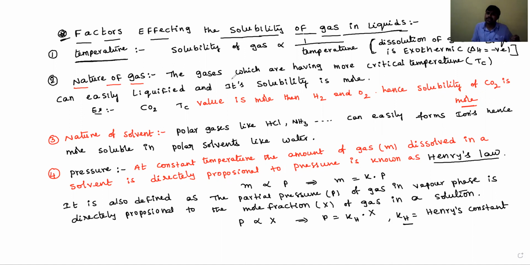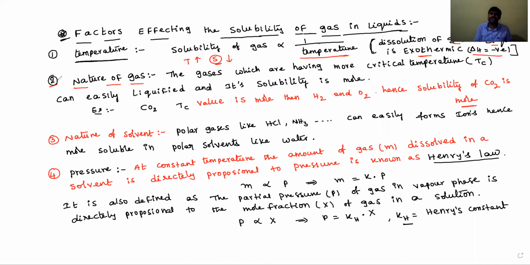Okay students, the dissolution of gas in liquids is an exothermic process, which means delta H value is negative. That's why the solubility of gas in liquids is always inversely proportional to temperature. If the temperature increases, the solubility of gas S, the solubility of gas in liquids, will decrease. That is about the temperature effect.